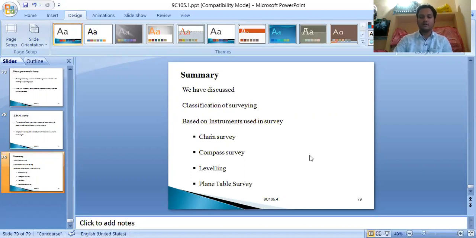In plane table survey, we have discussed that it is advantageous over other methods, as it can plot and take measurements simultaneously. In plane table survey there are also many other instruments we will use, which we will discuss in the plane table survey lesson.